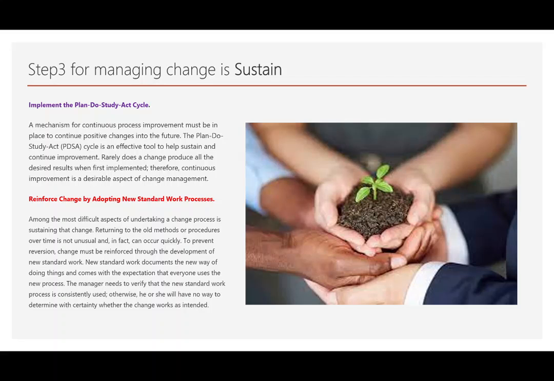The managers need to verify that the new standard work process is constantly used. Otherwise, he or she will have no way to determine with certainty whether the change works as intended.